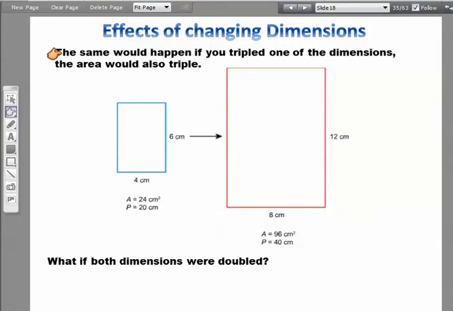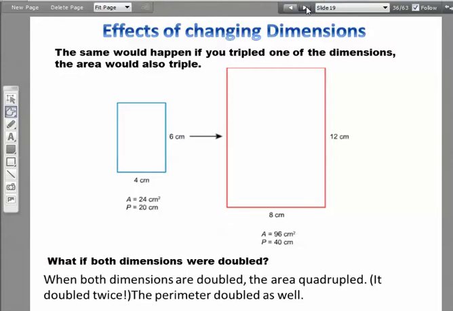The same would happen if you tripled one of the dimensions. The area would also triple. So see, they took this 6 and they doubled it. They took this 4 and they doubled it. I don't think that's supposed to say triple. I think that's supposed to say doubled. So what if both dimensions were doubled? When both dimensions are doubled, the area quadrupled. It doubled twice. The perimeter doubled as well. Okay?